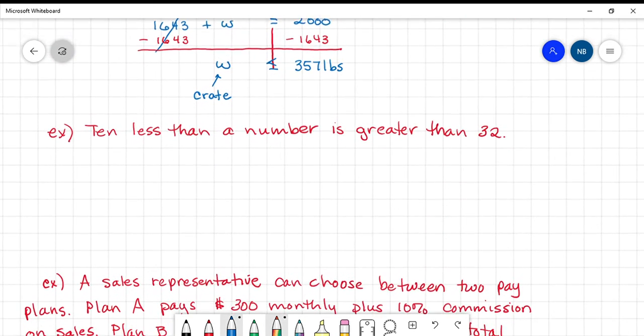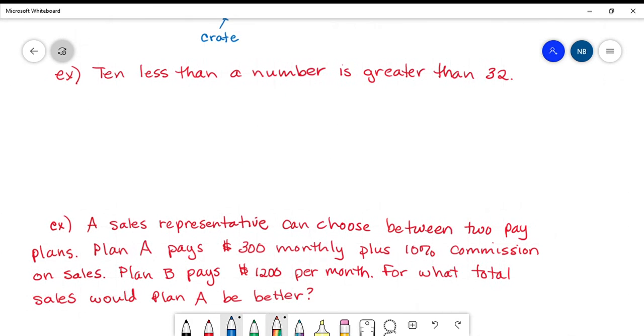Next problem. This is one of those straightforward problems. It says 10 less than a number is greater than 32. Now, the reason I included this example is because less than sounds like an inequality word. Is greater than sounds like an inequality word. All right. The less than, 10 less than a number, is referring to subtraction. We saw this in an earlier video. When you have 10 less than a number, it turns the subtraction around.